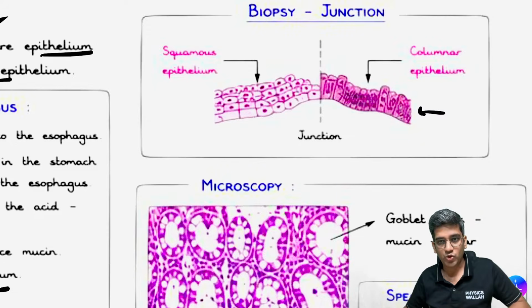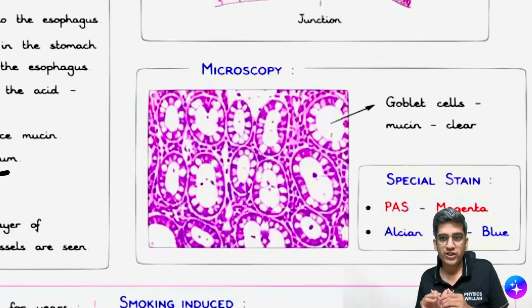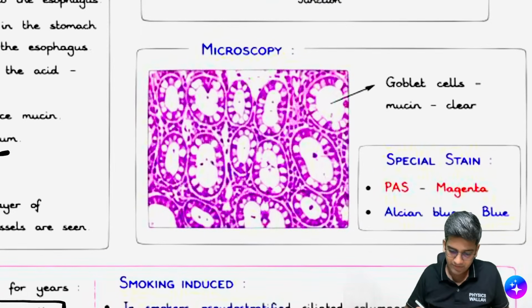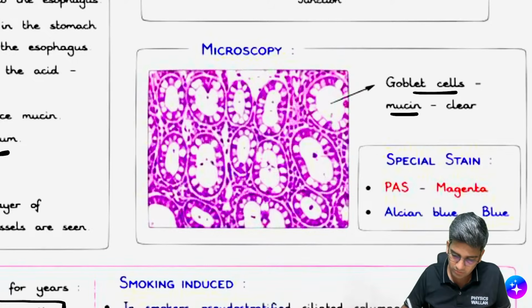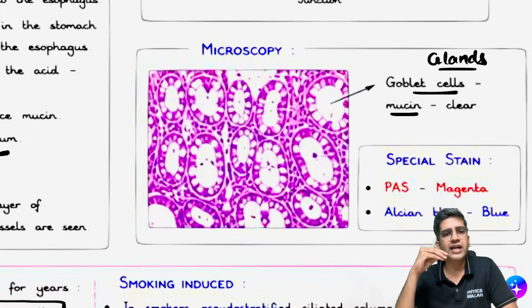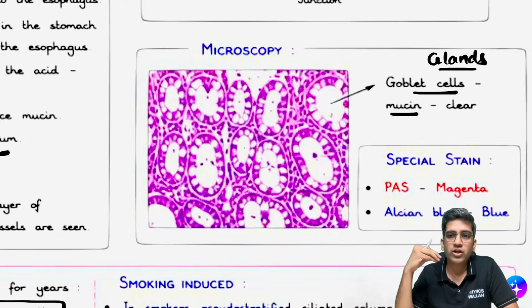And when you take a microscopy, good evening Taleb, good evening everyone, right? What happens is you will see goblet cells, you will see mucin, and also obviously you will see glands. So the other name of Barrett's esophagus, I can call it columnar metaplasia, I can call it glandular metaplasia, or I can call it mucinous metaplasia.